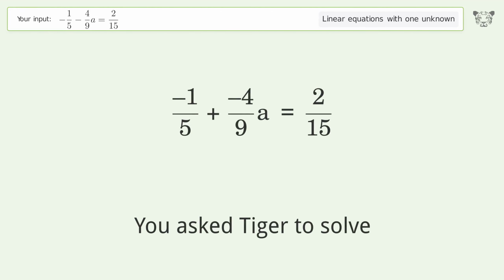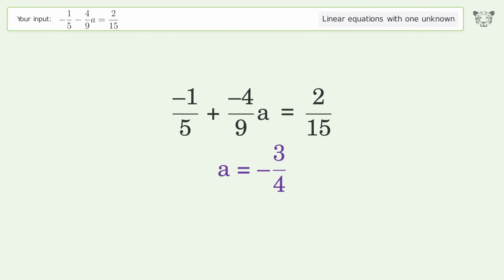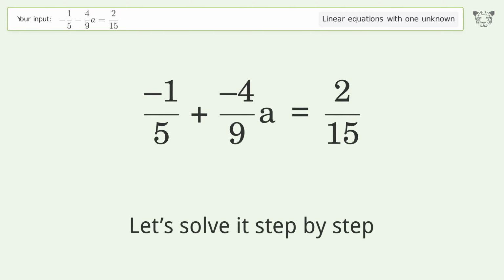You ask Tiger to solve. This deals with linear equations with one unknown. The final result is a equals -3/4. Let's solve it step by step.